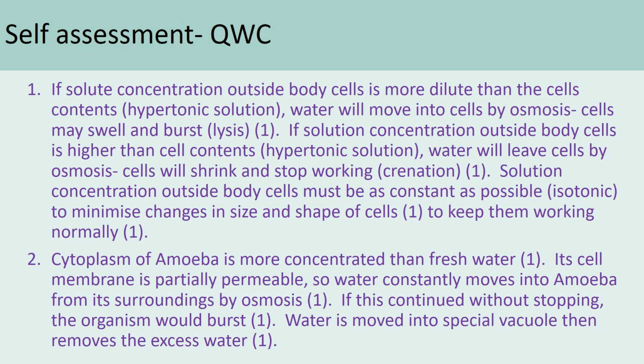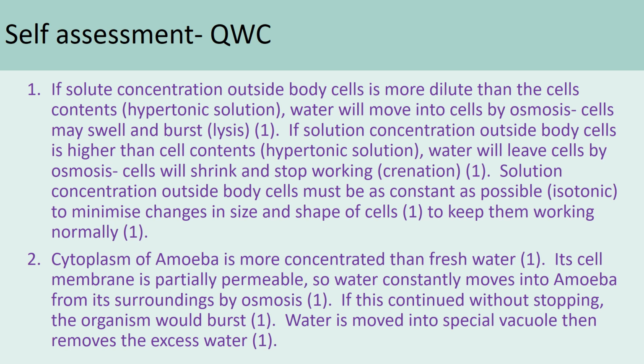If solution concentration outside the body cells is higher than the cell contents, or is a hypertonic solution, the water will leave the cells by osmosis, causing them to shrink and stop working, or crenation. So if you've written in that one, in a hypertonic solution, water will leave the cells by osmosis, causing crenation. Brilliant. Next one, solution concentration outside the body cell must be kept as constant as possible, so isotonic, to minimize changes in the shape and size of the cells, to keep them working normally.